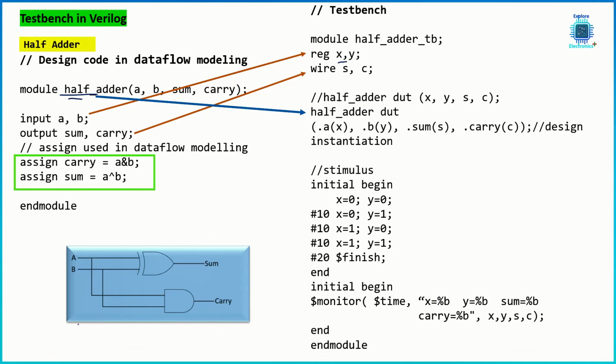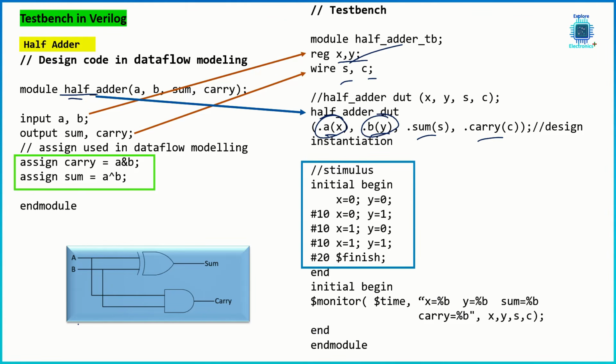Then we need to map these x and y to the inputs over here with the naming, and s and c will be mapped to the sum and carry. After that we need to provide the inputs to the variables x and y, that will go to a, that will go to b, and the design will generate sum and carry accordingly.